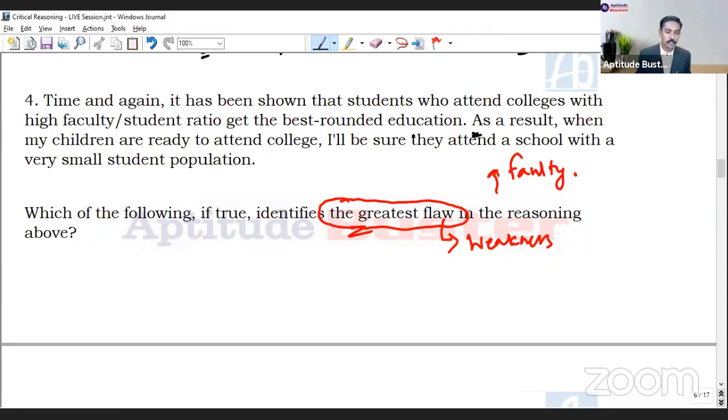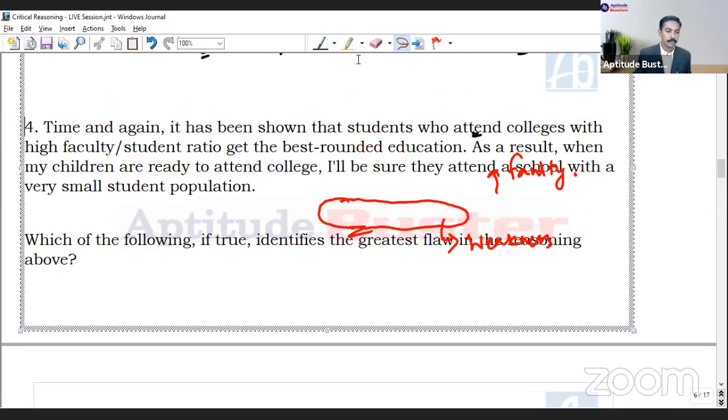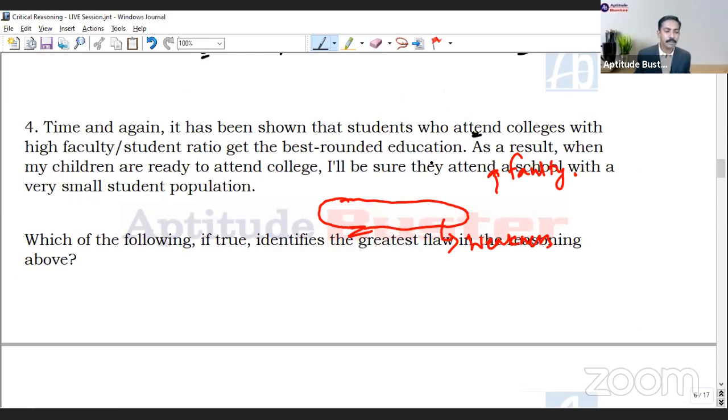Time and again, it has been shown that students who attend colleges with high faculty-student ratio get the best rounded education. If you look at these phrases, all these can be considered structural clues. Time and again means this is something which is a fact. The first sentence is very much a fact, and even when you read it, you would admit that the meaning expressed in the first sentence is acceptable. So if the meaning is acceptable, then you can omit this part. It's a clear indication: if at all there is an error, the error must lie in the second sentence.